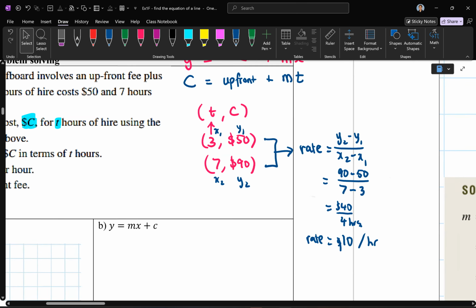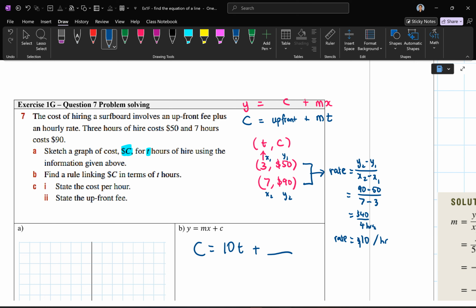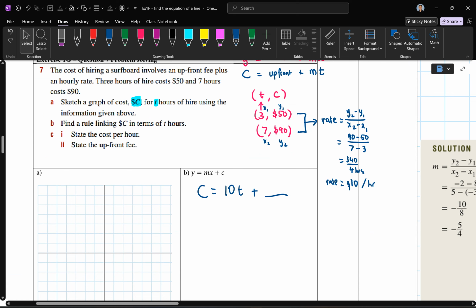So that means, back to our equation, I know the cost is equal to $10 per hour plus an upfront fee. I don't know what the upfront fee is. That's your y-intercept. That's your starting point. Using what you've learned so far, step one was to find the rate, which is the gradient. How do you find C again? How do you find the y-intercept? What do you have to do? What were you doing just then?